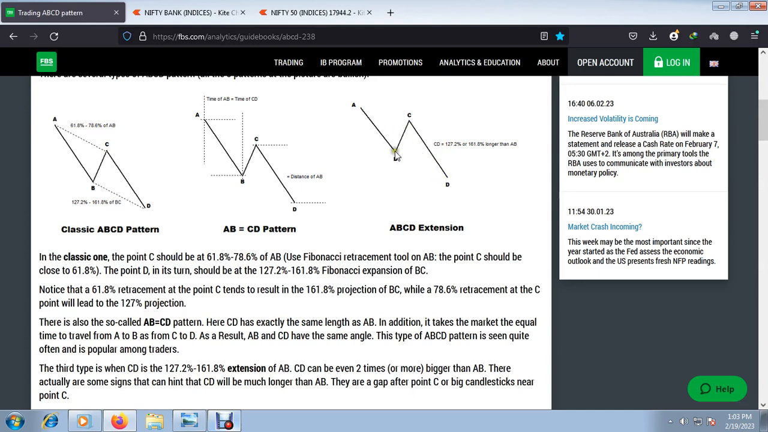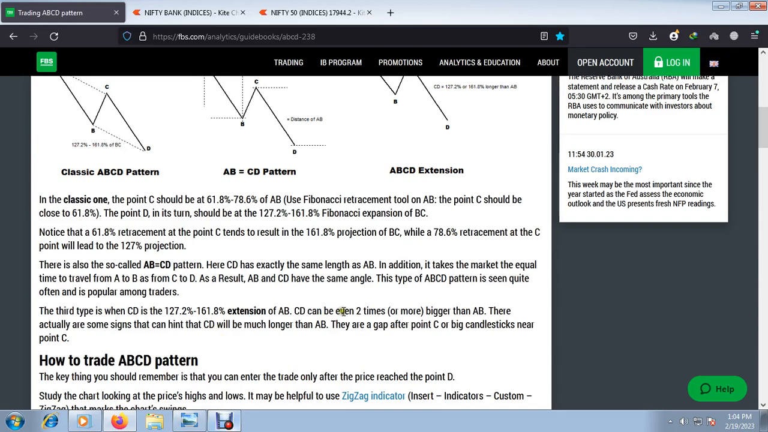If it is not continuing, if it is going back and coming up to 100 only, we can say AB equal to CD. But if it is more than 100, we have to see whether it is 1.27, then we can say AB equal to 1.27 CD, an extension, like that. Or if it is more than that, 1.618, suppose AB is 100 and it is 168 points, then we can say AB equal to 1.618 CD extension, which is of the third type. It can even be two types also. Here we have seen with a diagram.